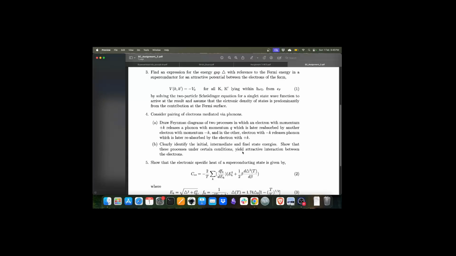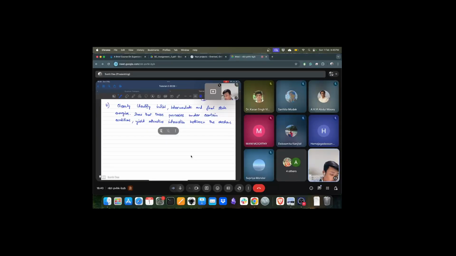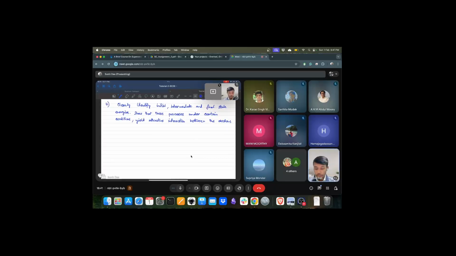The second question is to clearly identify initial, intermediate, and final state energies, and then show that these processes, under certain conditions, we'll see what this condition will be, yield attractive interaction between the electrons. That was the essence of starting superconductivity. Even though two electrons have a repulsive Coulomb interaction, why is there a formation of pairs? That is because of the phonon mediated attractive interaction between them.